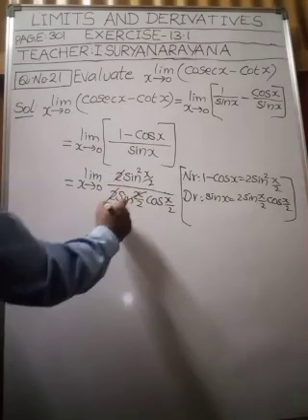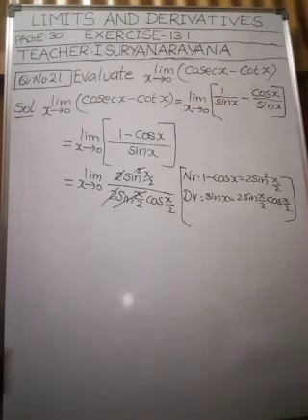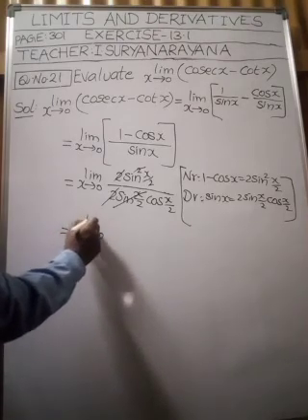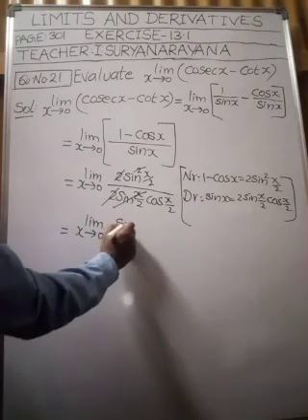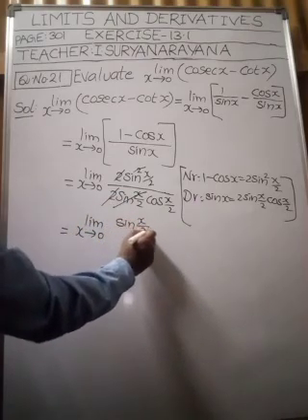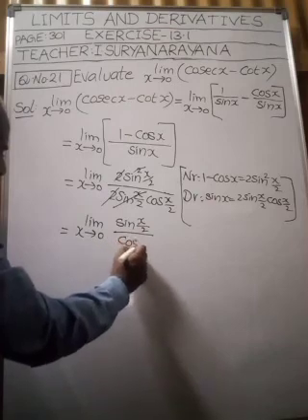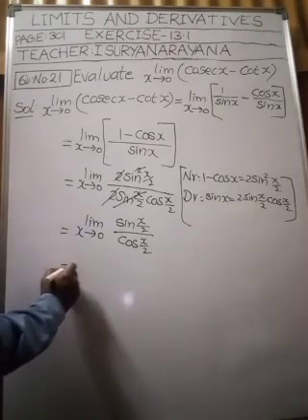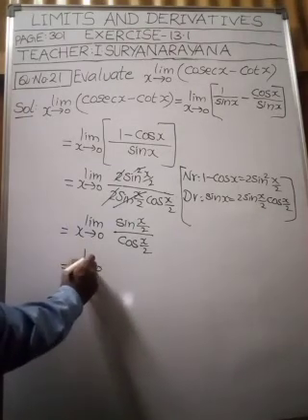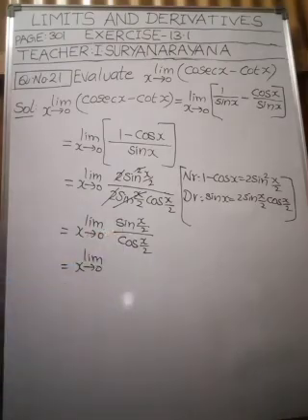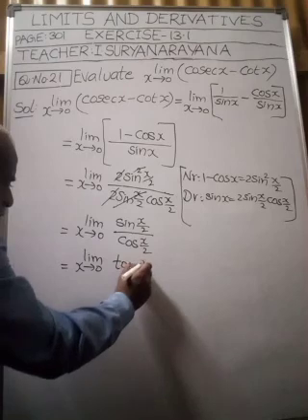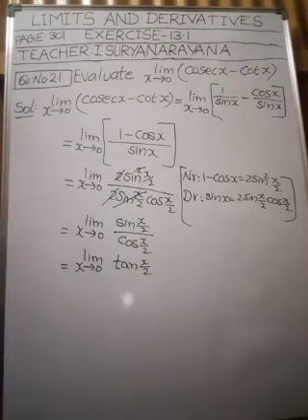Here one sin x by 2 gets cancelled. Okay, my children? Then what will we get? As x tends to 0, limit sin x by 2 by cos x by 2. Understood this step, my children? Right. As x tends to 0, limit sin x by 2 by cos x by 2. What can you write? Tan x by 2. Isn't it, my children?